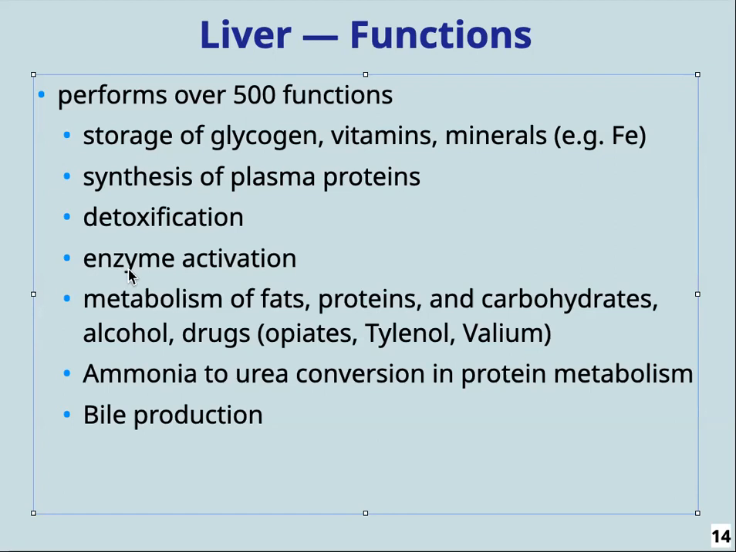Liver is also capable of enzymatic activation, as well as metabolism of everything from fats, proteins, carbohydrates, alcohol, drugs. Okay, and furthermore, liver is capable of turning ammonia into urea in the protein metabolism pathway. And finally, our liver is capable of bile production. So even though bile is stored inside our gallbladder, it's actually synthesized by the liver.